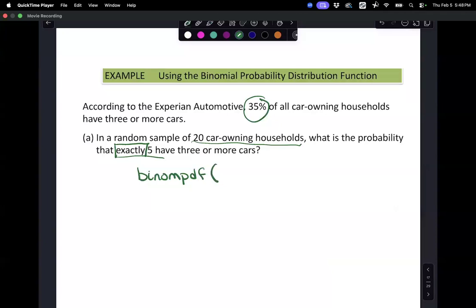Our number of trials, we have 20 car-owning households. Probability of success is 35%, so change it to a decimal.